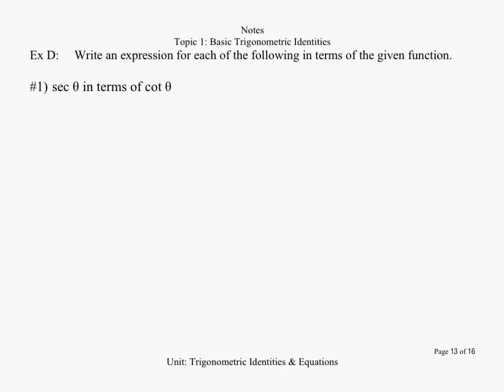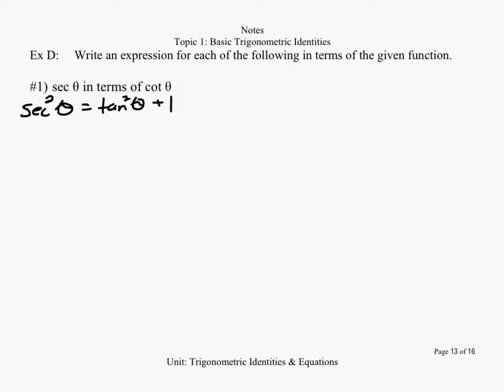So our next choice is just pick an identity in which it has secant in it, that has something related to cotangent in it, such as the Pythagorean identity secant squared of theta equals tangent squared of theta plus 1. I think that's your best first choice.